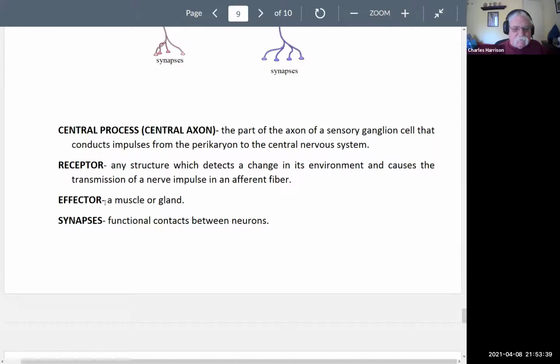An effector is a muscle or a gland. It is not something that effects. It looks like a noun, but it's not. It's not something that effects. It's something that is effected. The effector is the one that is effected. It's a muscle or a gland.